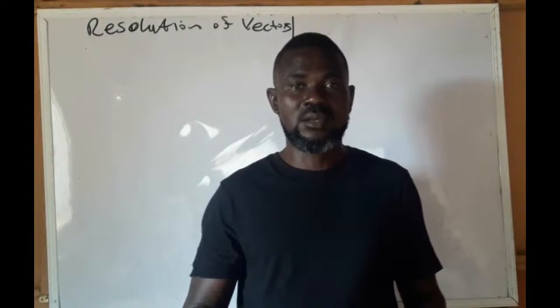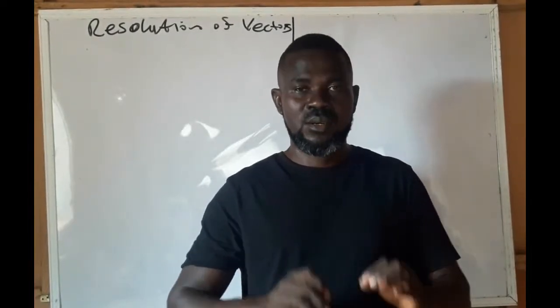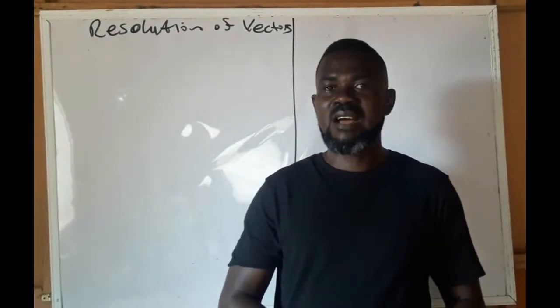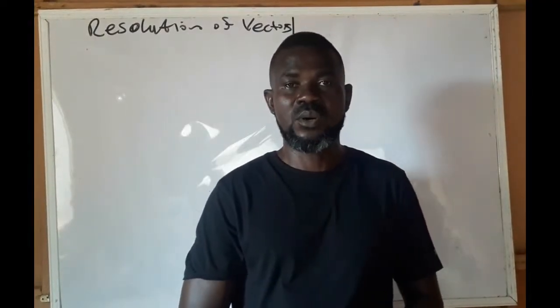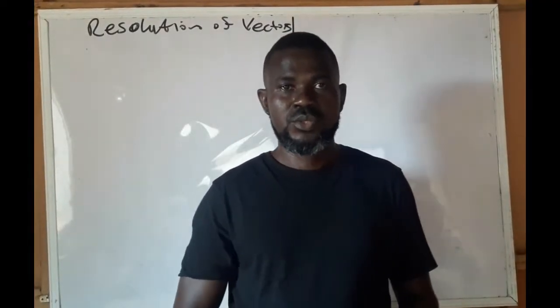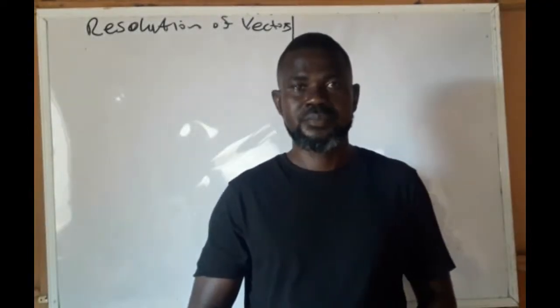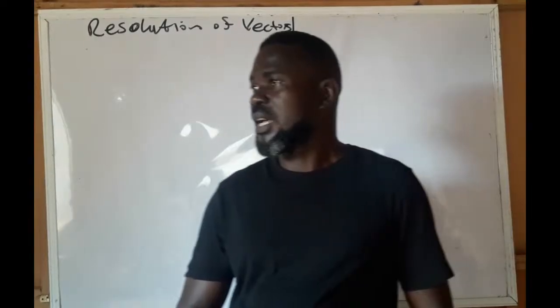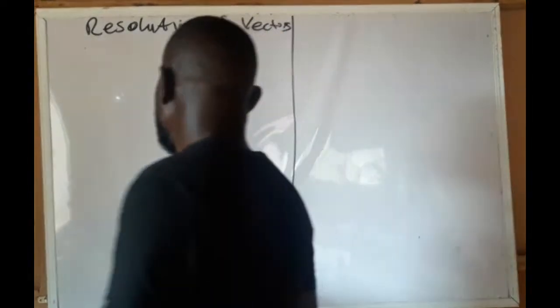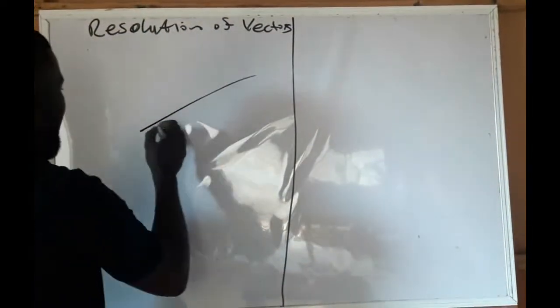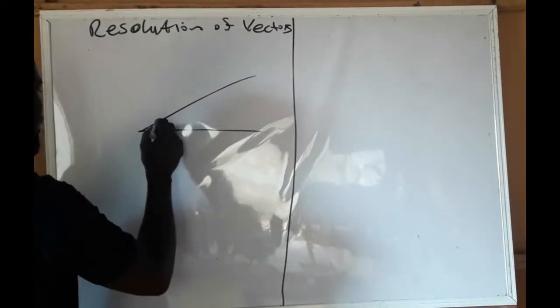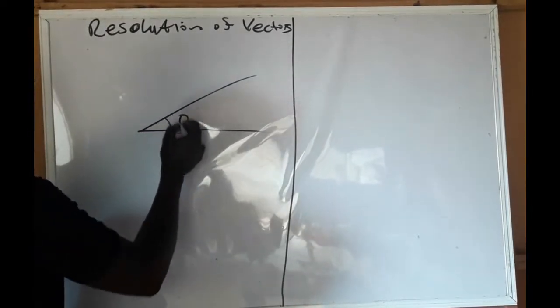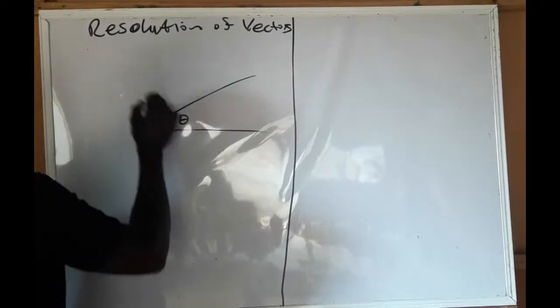with acute angles, angles less than 90 degrees. In another video I will talk about the parallelogram law and the triangle law. So let's start with the resolution of one single vector. Now when we have a single vector, for example a vector acting at angle theta.